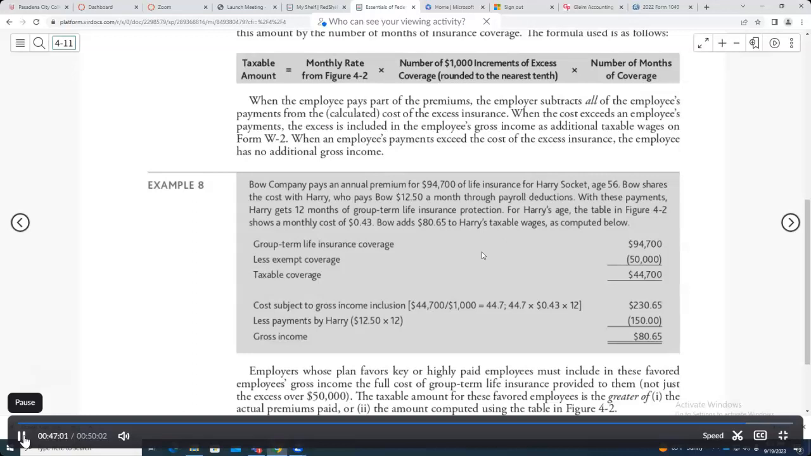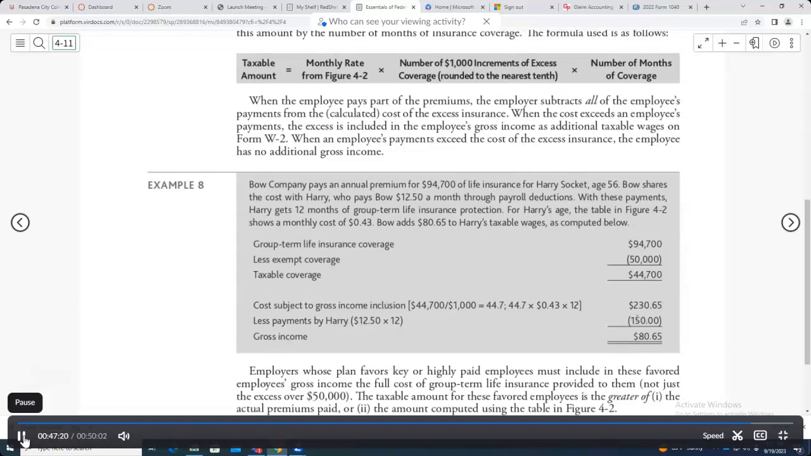But if it's offering more than $50,000, then it's going to be taxable, and you have to calculate to see how much of that benefit will be taxable, and you have to put it in your gross income.